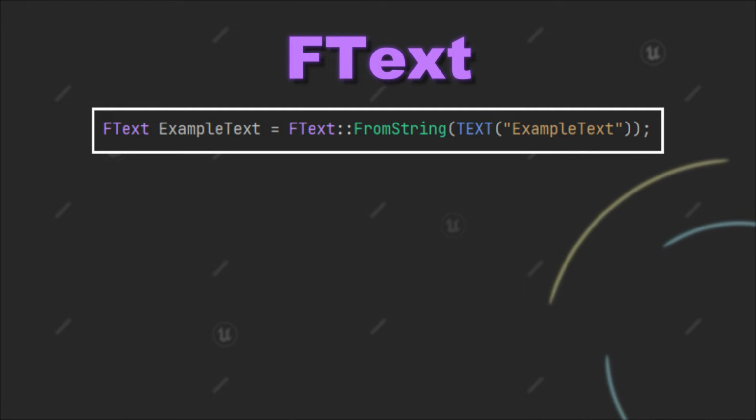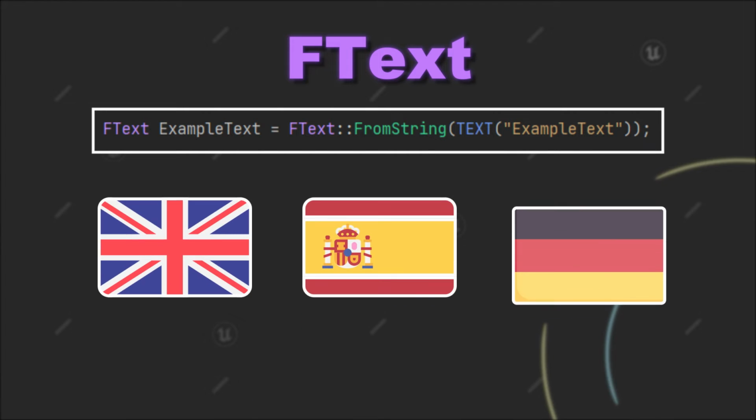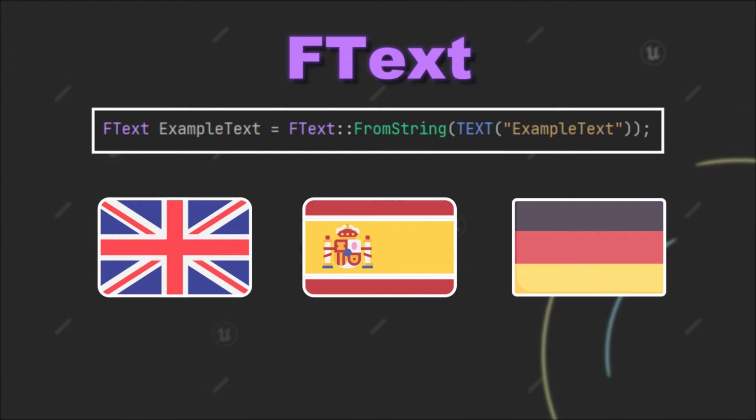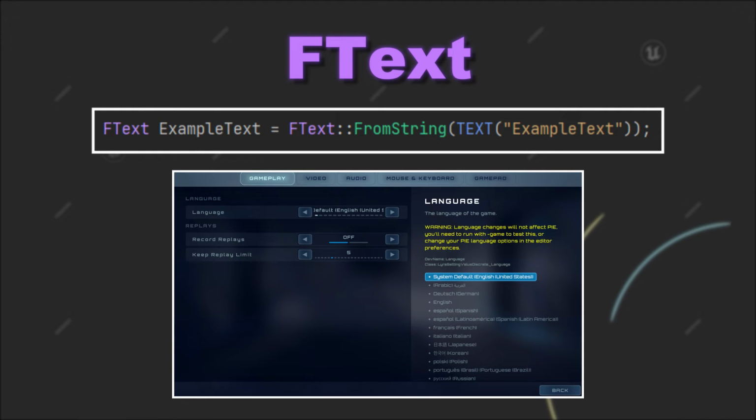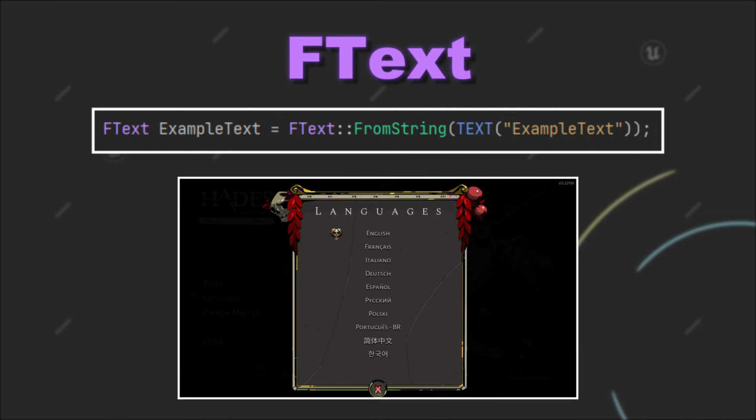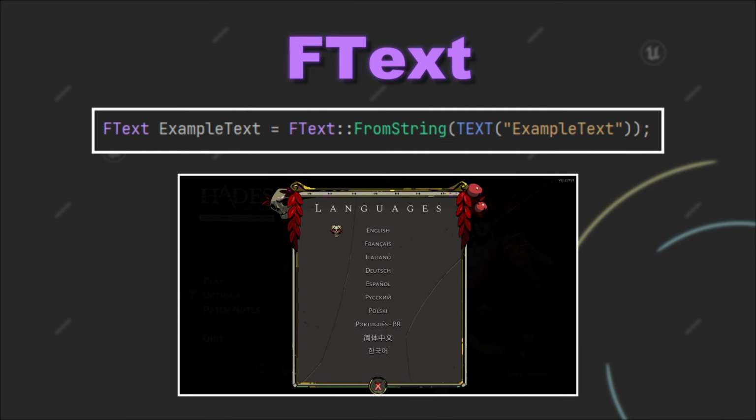Next, I want to talk about FText. This is a specific type of variable to represent text which is presented to the user. Therefore, if your game supports different languages and you want to display the different translation for a certain text value in your UI, then you have to use FText for this variable to make it easily work with the localization system of Unreal Engine.